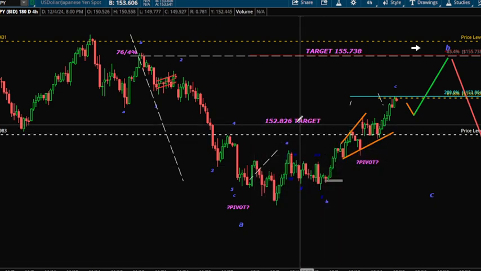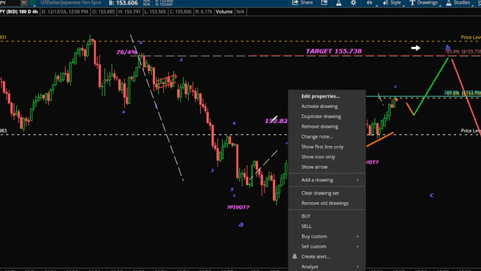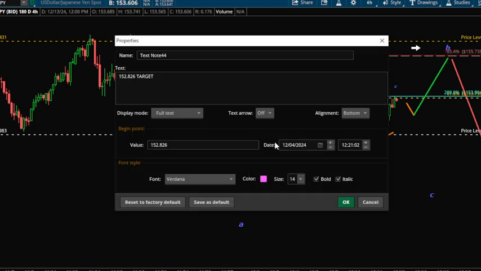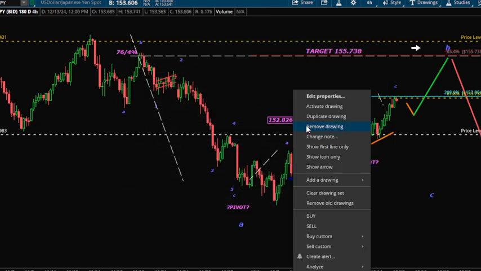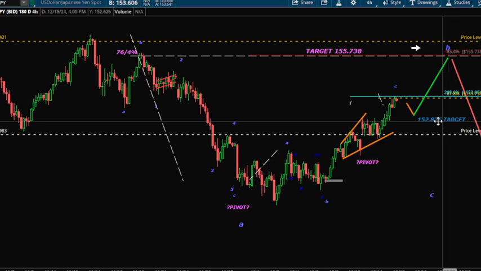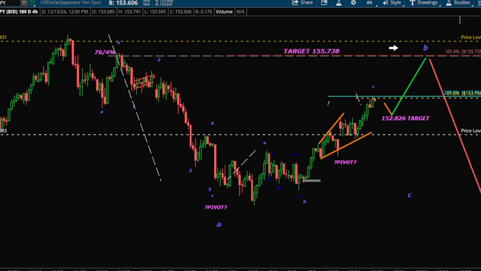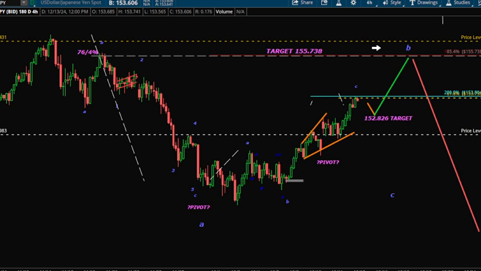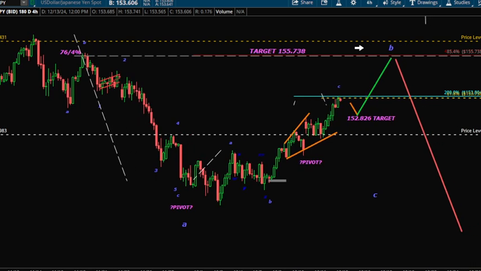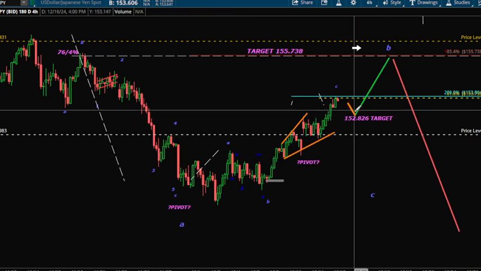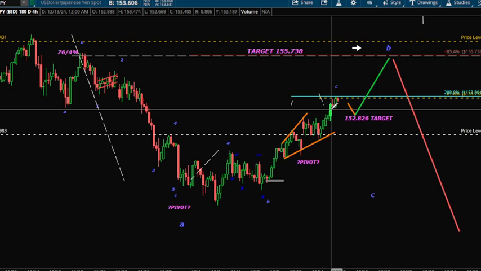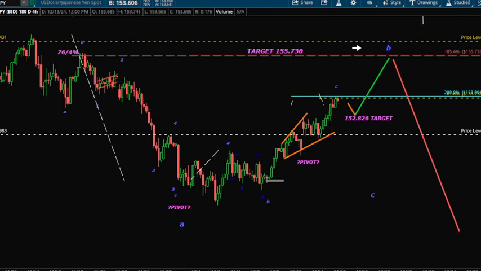I'm gonna shrink this one up because it's probably a short-term target. So it needs to bounce there. I mean, it doesn't need to, but that is what I would say. Again, this is based all on the fibs and a couple of indicators.